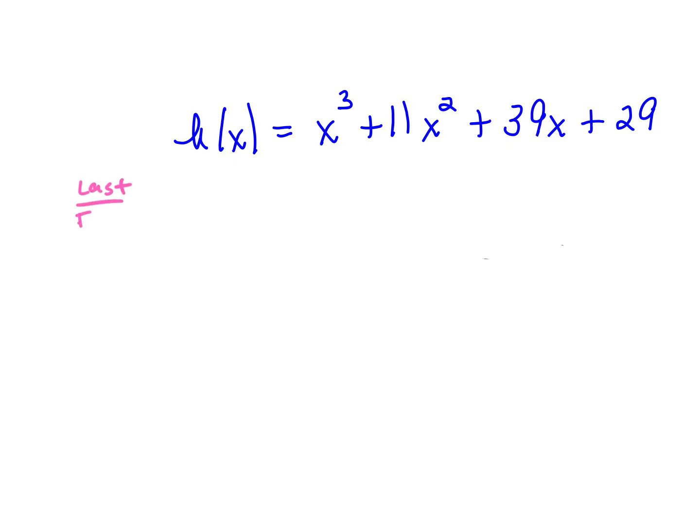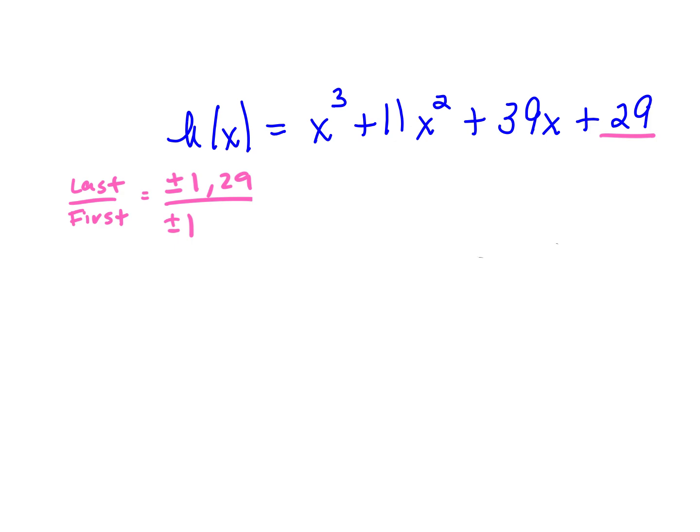Last over first. So what we did in the last section. What are factors of our last? 1 and 29. So I'm going to say plus or minus 1 and 29. What are factors of our first? 1. So just plus or minus 1. So it just makes these whole numbers.